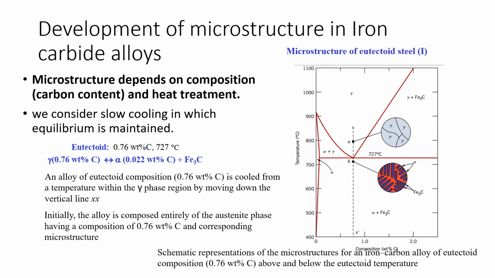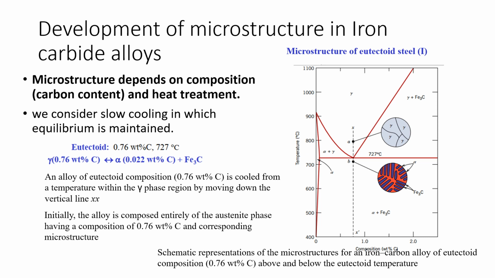Development of microstructure in iron carbide alloys. First, we will start with the minimum percentage of carbon content, which is the microstructure of eutectoid steel. In the given figure, the plot is the schematic representation of the microstructure of an iron carbide alloy of eutectoid composition with 0.76% weight of carbon.